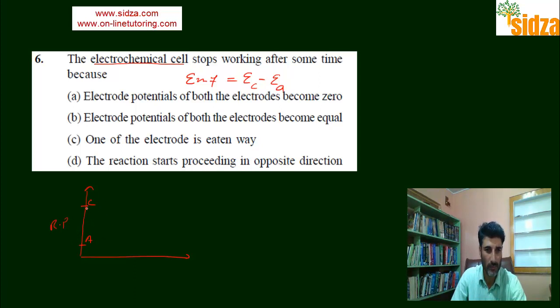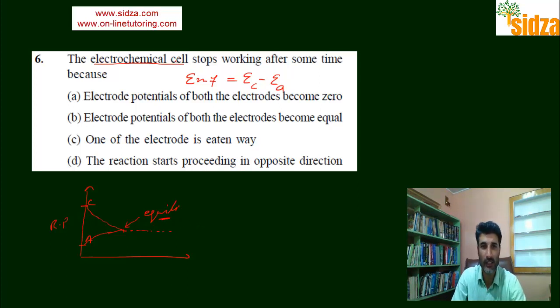And with time, what happens? The reduction potential of the cathode decreases and that of the anode increases. And we know that a point will be reached in the cell when the difference in the reduction potentials will be 0, and after that, the cell will not produce current, right? This will be the equilibrium position. After that, there is no more cell reaction, no more redox reaction that can take place in the galvanic cell.